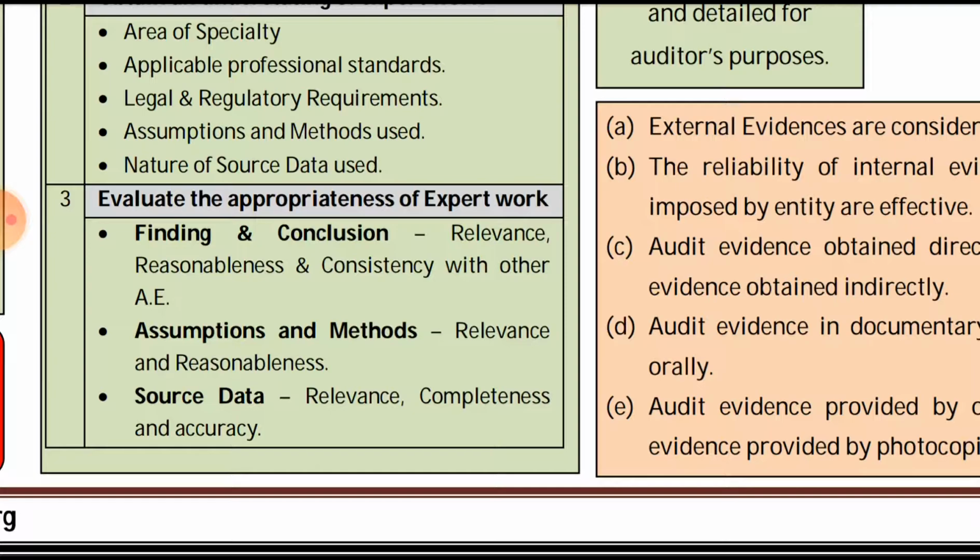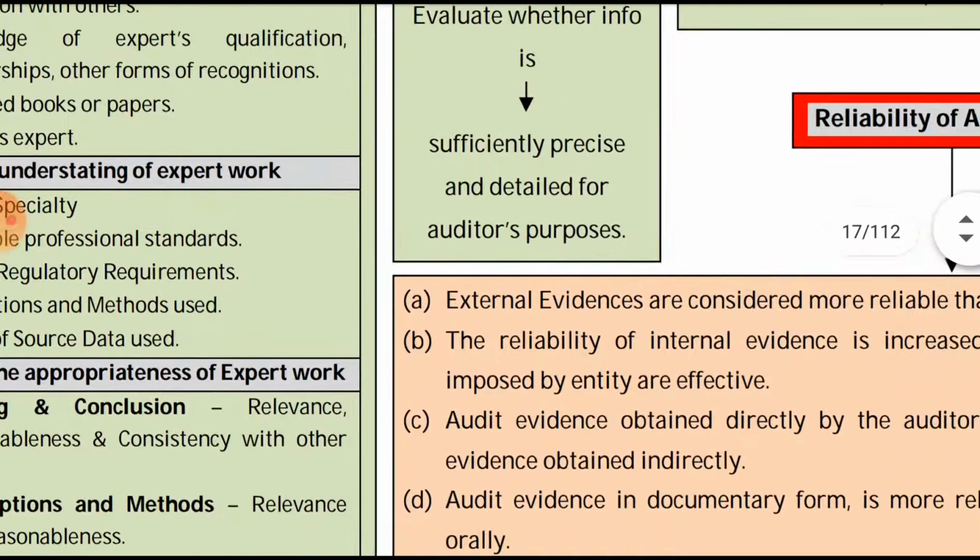Then the assumptions and method should be relevant and reasonable. The source data should be relevant, complete, and accurate. So for findings and conclusion, it is relevance, reasonableness and consistency. Assumptions and the method, relevance and reasonableness. And the source data, it should be relevant, complete and accurate.